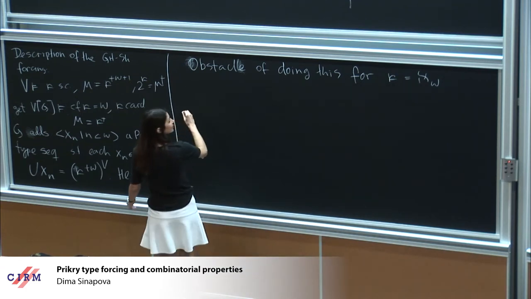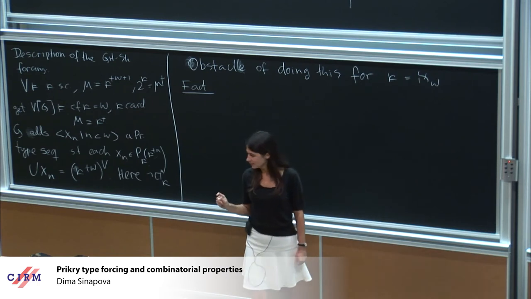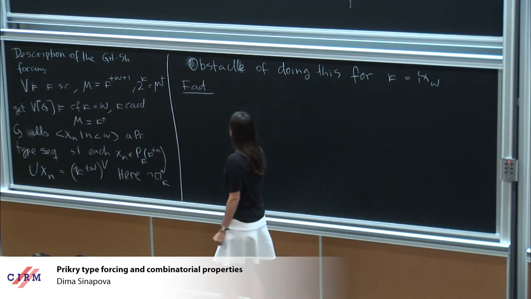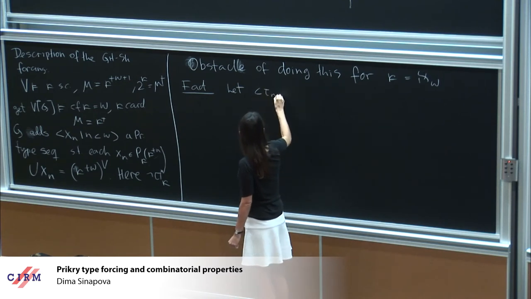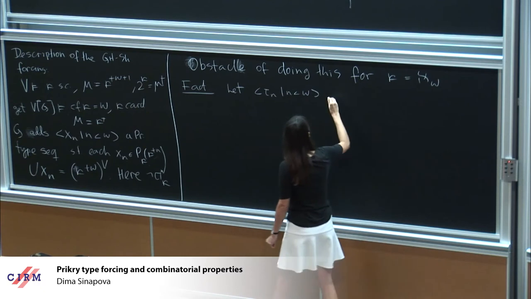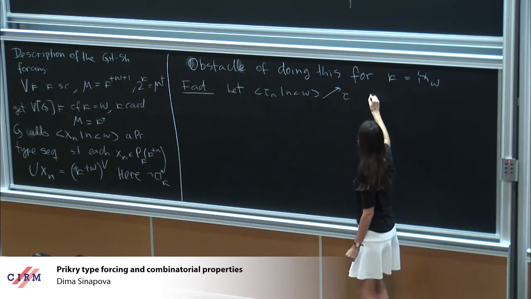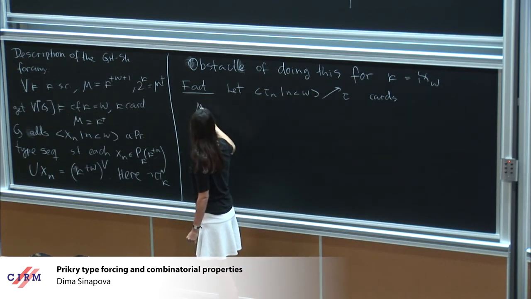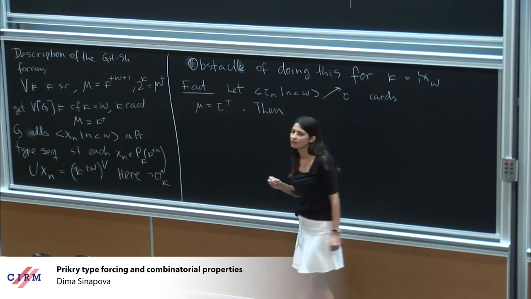So the obstacle is this fact slash lemma that in a different form than the one I'm going to state first appeared in Asaf Sharon's PhD thesis. And the fact is the following. I'm going to state it in a most general way. Let tau_n, n less than omega, be an increasing sequence of cardinals, limiting to some tau. Let mu be tau plus.